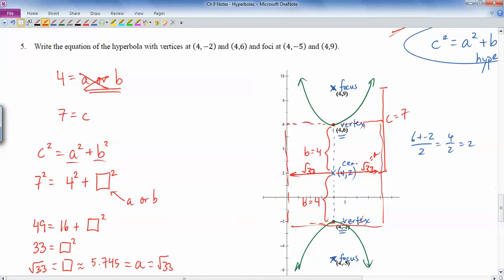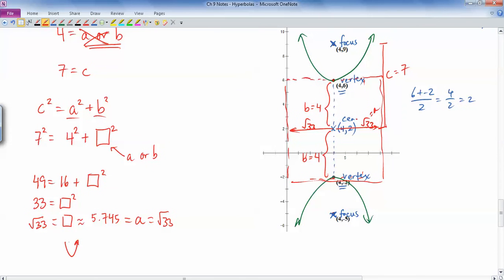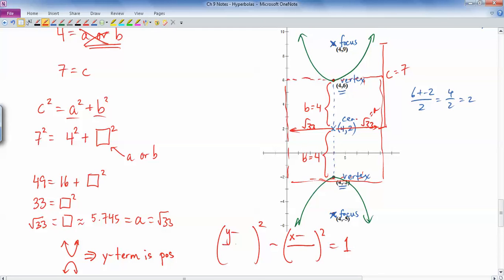Well, notice that the hyperbola opens up and down. Remember, when it opens up and down, that means that the y term is the positive one, and the x term is negative. So it's going to be y minus something squared minus x minus something squared equals 1. And then we've got to divide by the stretches. Well, the stretch vertically is 4. The stretch horizontally is root 33. And the center point was (4, 2), so the x1 is 4, and the y1 is 2. And there's our equation right there.